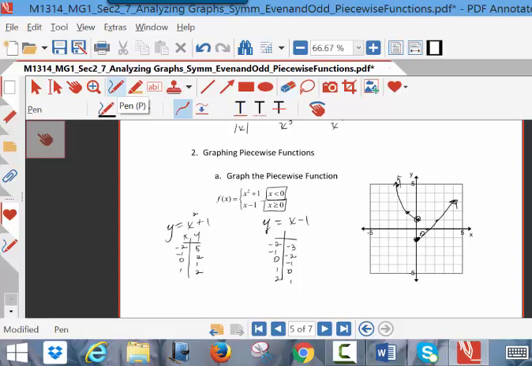And now it will pass the vertical line test. Now it is a function, it is a piecewise function, and it is graphed in pieces. Now, I filled the circle on the bottom because that was where it included the 0 in the inequality, greater than or equal to.